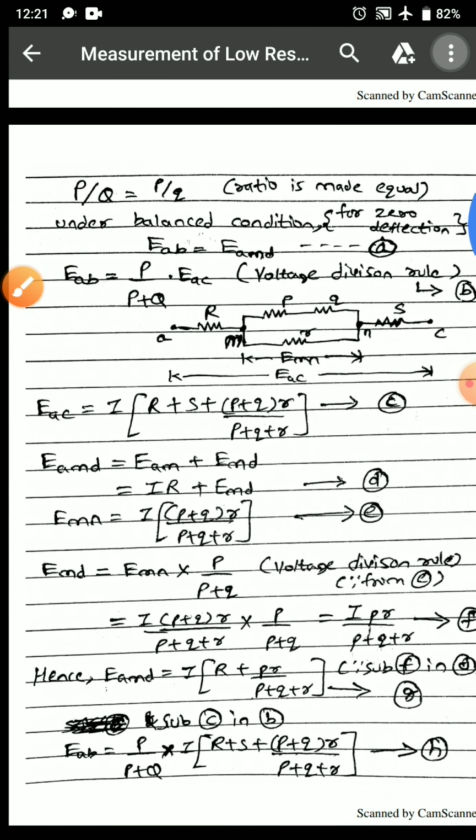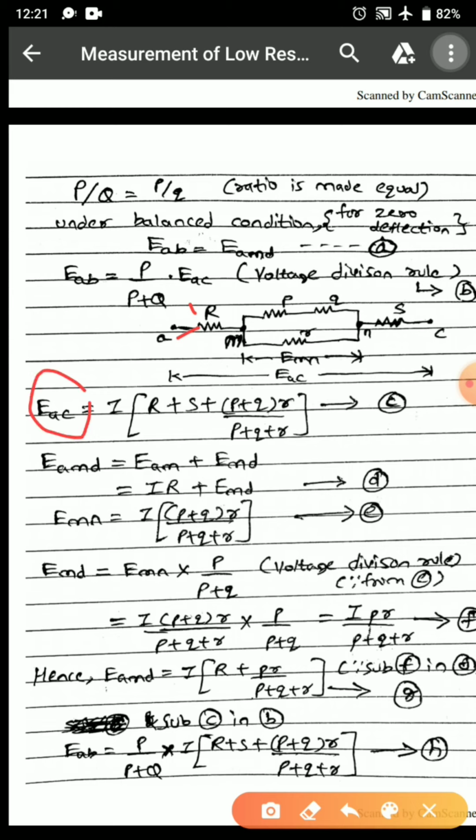So based on that, I know the current I is flowing across this. Now, as current I is flowing, to find out the voltage drop EAC, I just have to find out the equivalent resistance. I know R and S are in series, and this is in series with the parallel combination. So based on that, I am getting the value of EAC. I am marking it as the next equation. This is marked as the second equation B. I am getting this as the next equation.